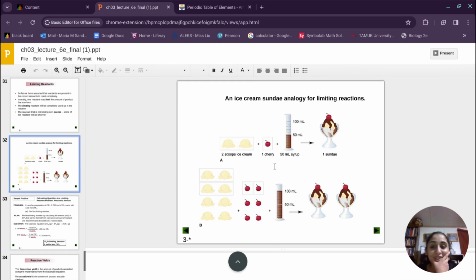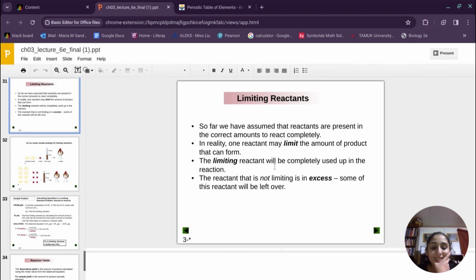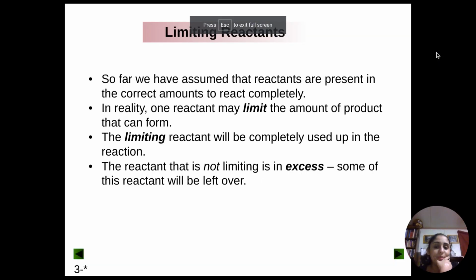Limiting factors in reactants, and at the end a little bit about solutions. So here we are, limiting reactants. So far we have assumed that the reactants present are in the correct amounts to react completely. But in reality, one reactant may limit the amount of product that can form. The limiting reactant will be completely used up in this reaction, and the reactant that is not limiting is in excess. Some of this reactant will be left over.